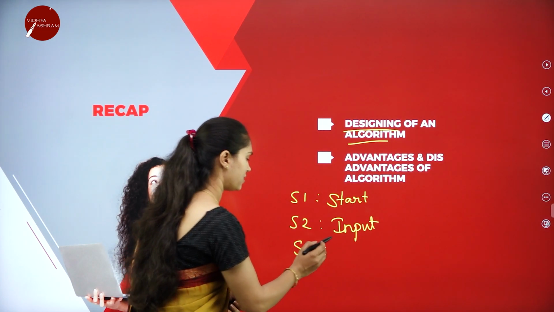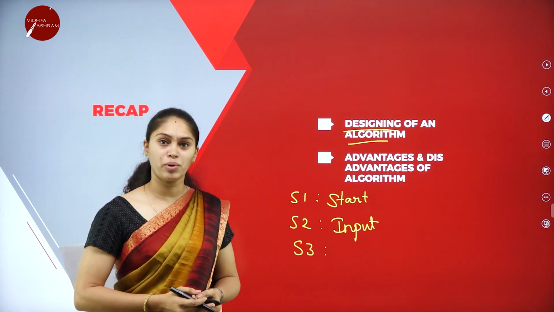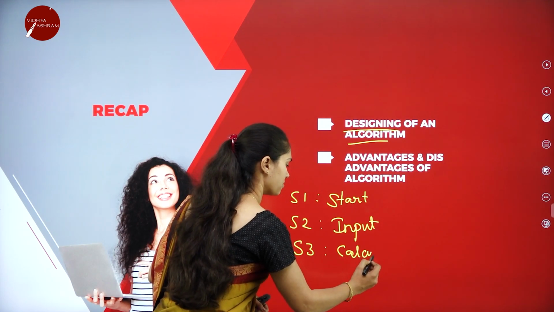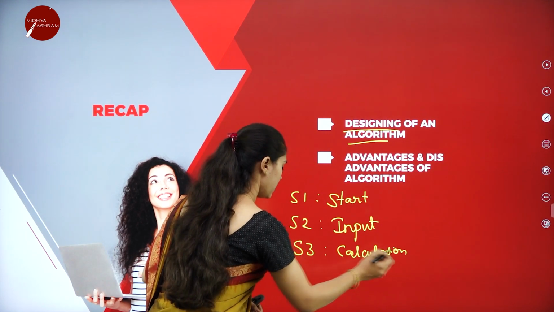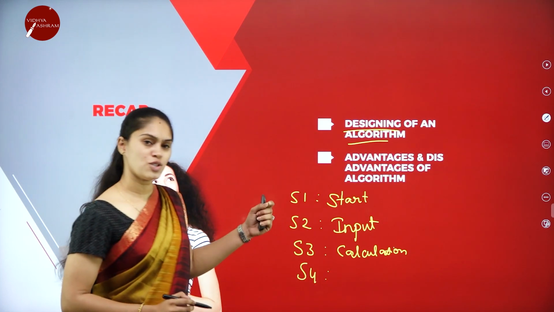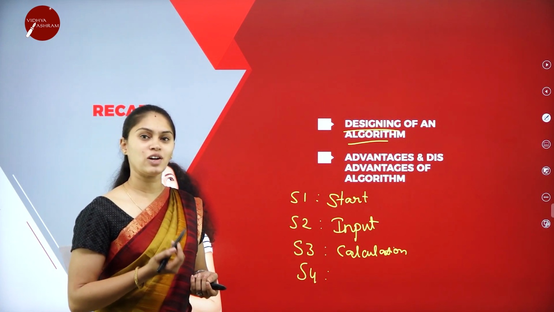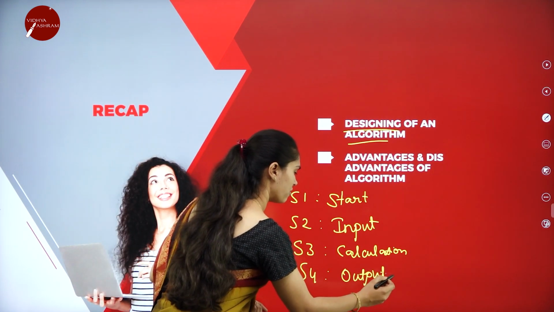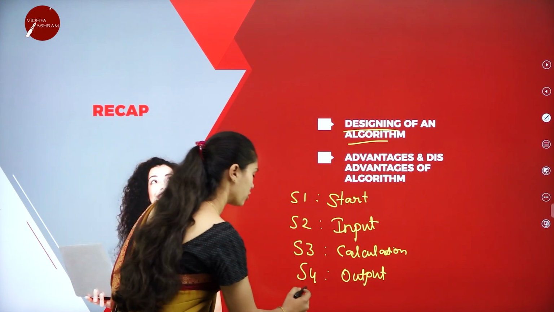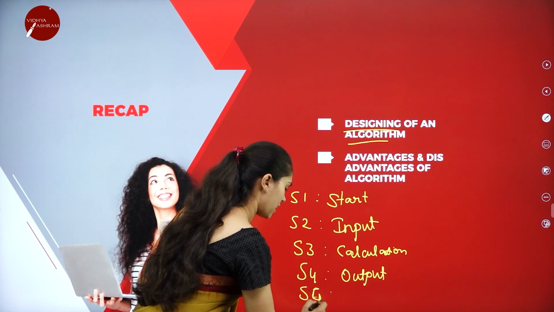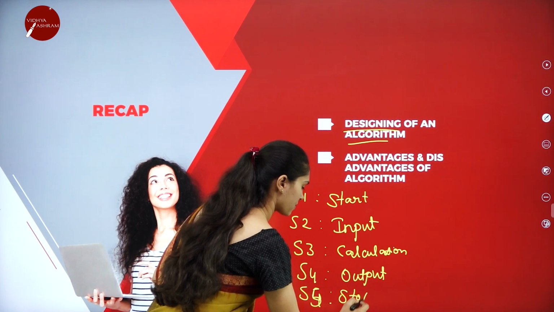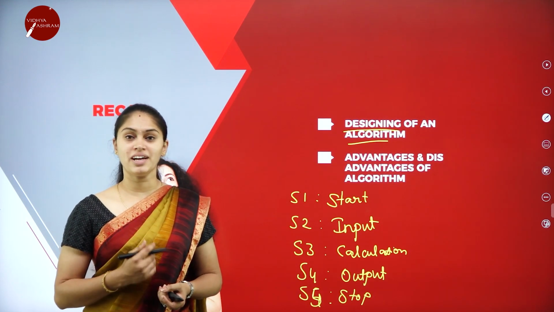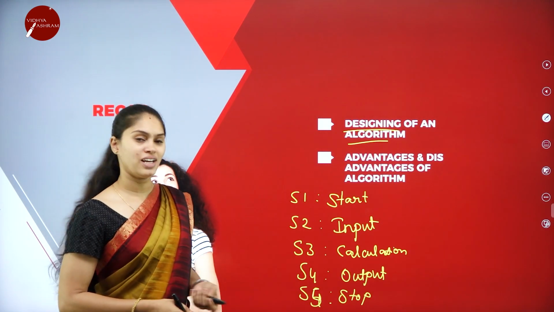When it comes to step 3, in step 3 we are going to process. That means the calculation part will happen in step 3. Then what about step 4? In step 4, after the calculation, we are going to give the output, that is the result. So once I am done with all these stages, at last I have to stop. That is step 5, stop. Getting? So these are the stages that we need to follow while writing a solution for any given problem by making use of the algorithm.